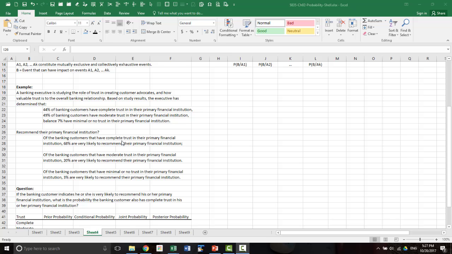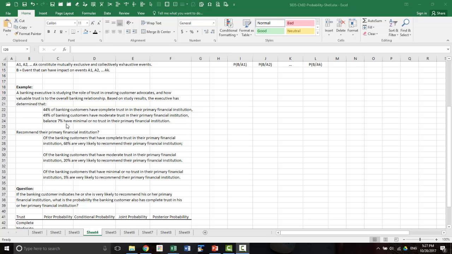Okay, Bayes theorem example. A banking executive is studying the role of trust in creating customer advocates and how valuable trust is to the overall banking relationship. Based on study results, the executive has determined that 44% of the banking customers have complete trust in their primary financial institution, 49% have moderate trust, and 7% have minimal trust.